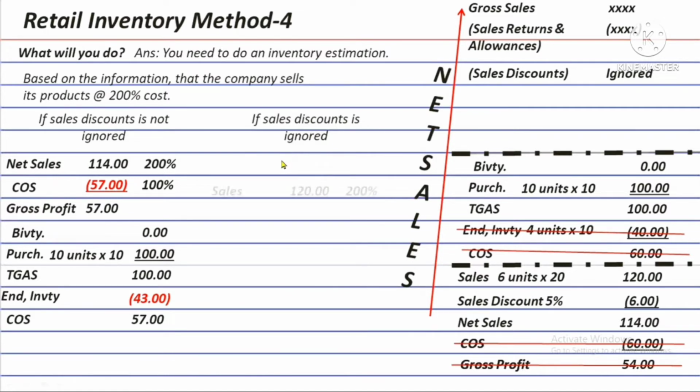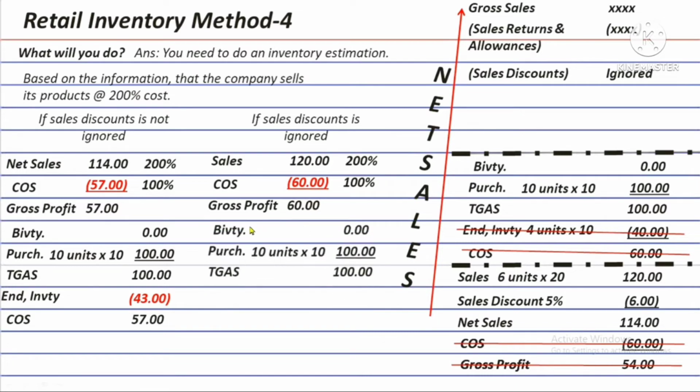If that's the case, now the sales will be 120. It will be used. So there is no deduction of sales discount. It is the gross sales of 120. We're going to use that. And since again, this is 200% of cost, then just divide the 120 by 2 to get the 100%, which is the cost of sales. And the answer is 60. And the gross profit will also be 60. That's 120 minus 60.